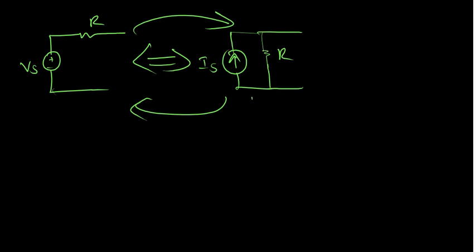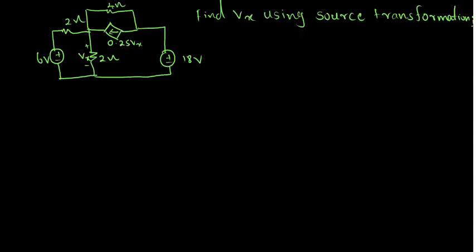So we have an example, so we can easily understand the process. This is the electrical circuit: a 6 volt voltage source, 2 ohms, 4 ohms, and 0.25 Vx, which is a dependent current source. There is an 18 volt independent voltage source and a 2 ohm resistor. This 2 ohm resistor has a voltage drop of Vx. The question is to find Vx using source transformation.